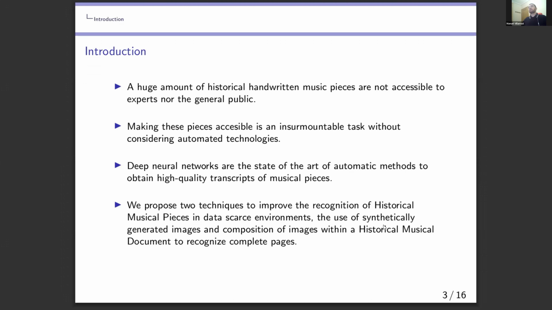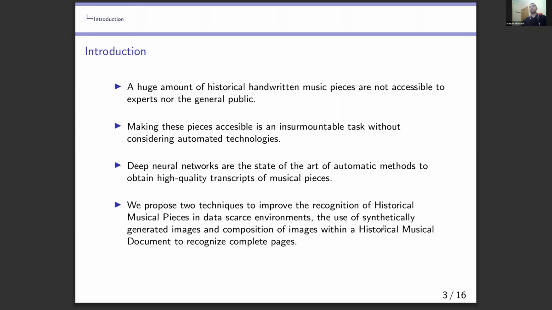As we all know, a huge amount of historical handwritten musical pieces are not available, and the task of making them available is insurmountable without considering automated technologies. Deep neural networks are the state of the art in the field, and although lately transformers have been obtaining high quality transcripts of many types of musical pieces, as we've seen before in this very conference workshop, we also have to take into account the more classical models in deep neural networks, such as convolutional recurrent networks.